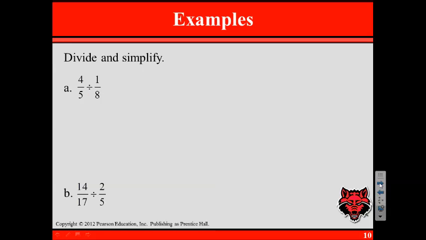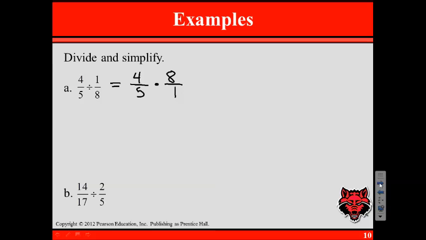Let's try a few division problems, and we'll see these are very similar to the multiplication problems. 4 over 5 divided by 1 over 8. Remember, before we can actually work this problem, we write the first fraction exactly the same. We change the operation to multiplication, and we flip our second fraction. We invert our second fraction. So instead of 1 over 8, we write 8 over 1.